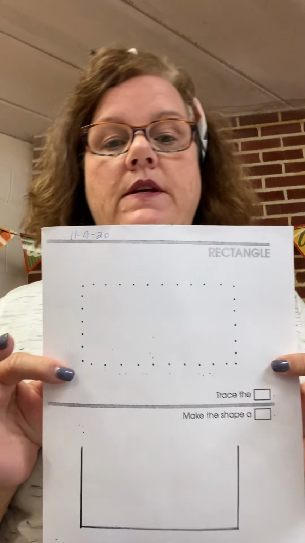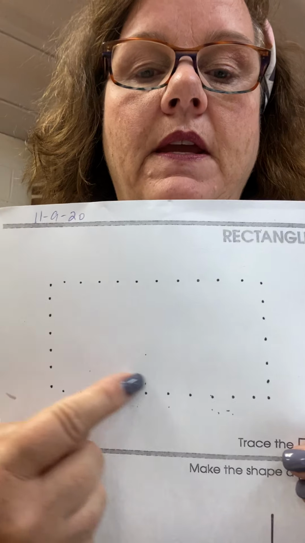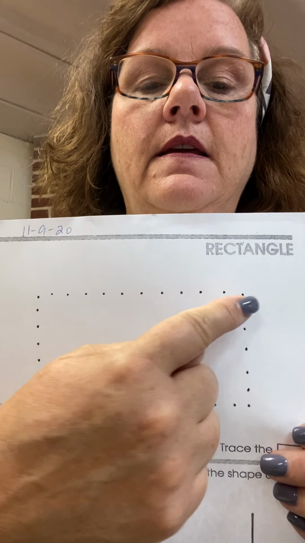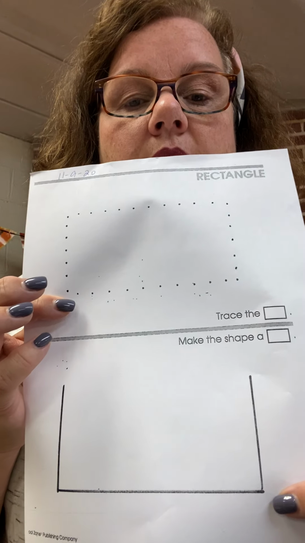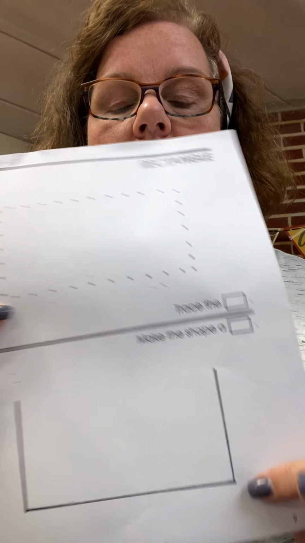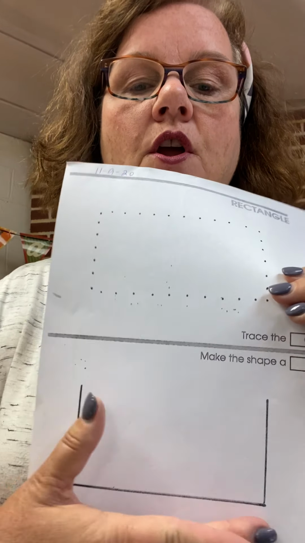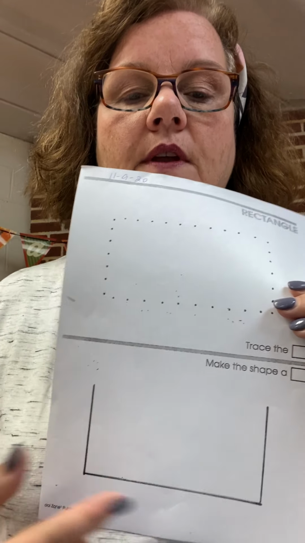All right, so today, the 2 worksheets that we're going to work on. First, we're going to start with our rectangle worksheet. And the instructions on this say to trace the rectangle. So if you see the dots, we're going to be connecting the dots. And our second instruction down here is to make the shape of a rectangle. So we're going to have to finish. We already have the 2 short sides. We're going to have to finish with 2 long sides.